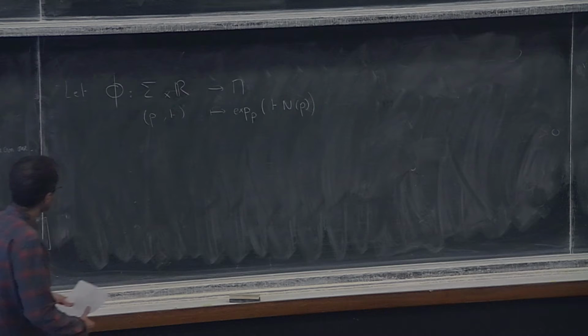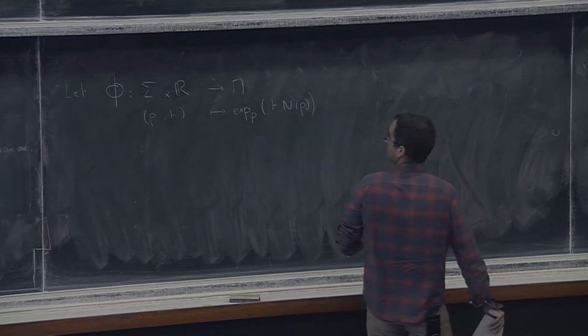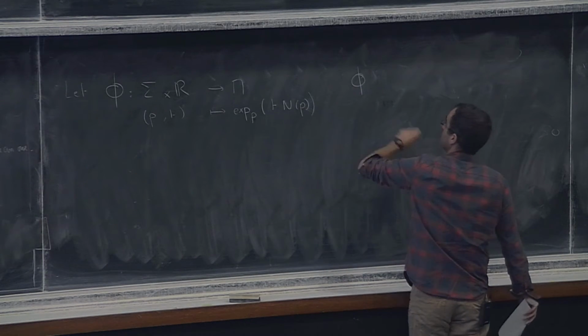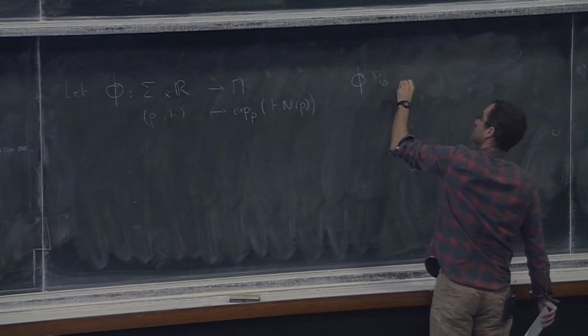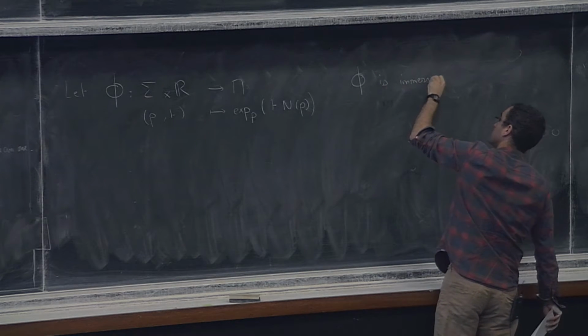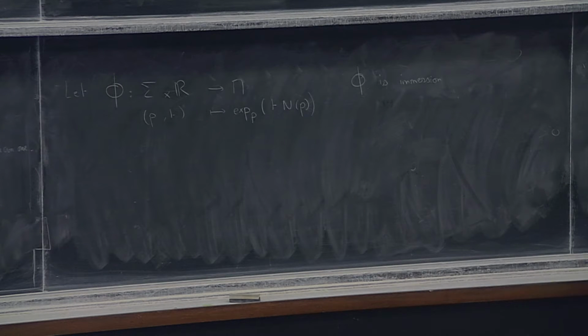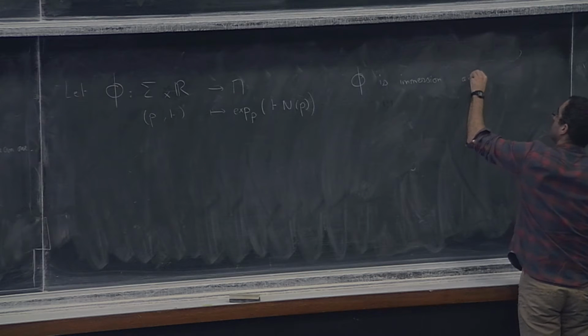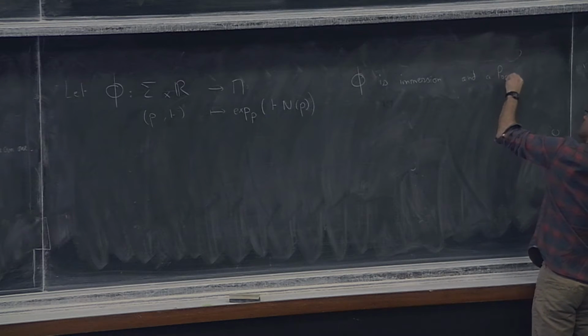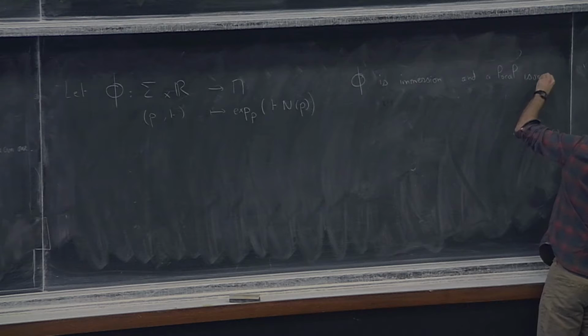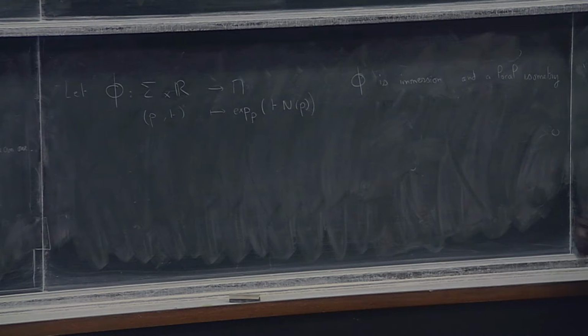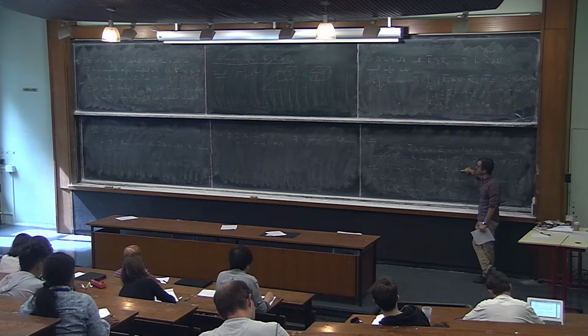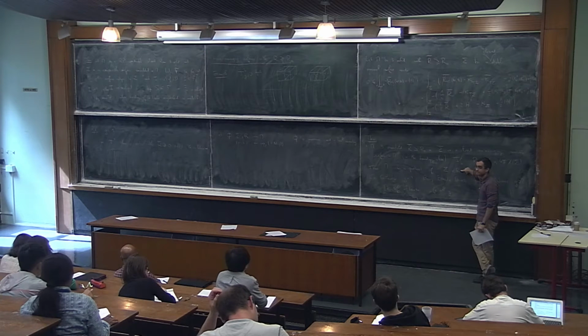So the idea is to prove that in fact phi is a global immersion for the whole R, and a local isometry. So if you have this, then the theorem is proved. You know that you have a cover of M, which is given by sigma cross R.